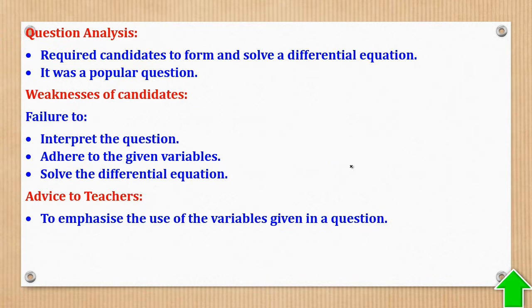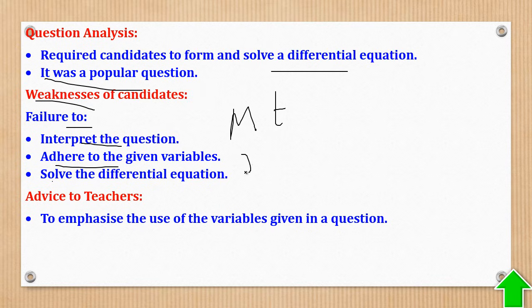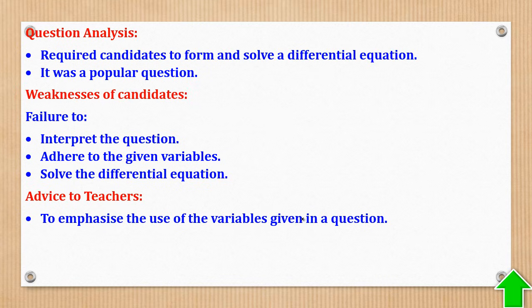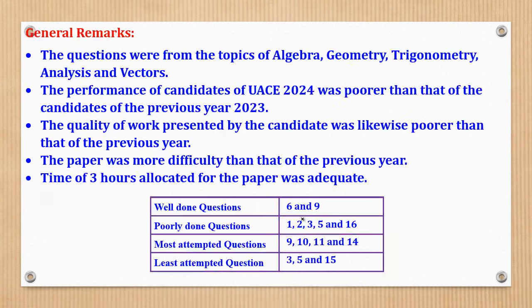So the question required candidates to form and solve a differential equation, and it was a popular question. Weakness was failure to interpret the question, failure to adhere to the given variables. M and t were supposed to be used. Don't change. Some want to change to x and t. It is not okay. Then failure to solve the differential equation. Teachers should emphasize the use of variables given in the question. Any variable given in the question, don't tamper to put your own.